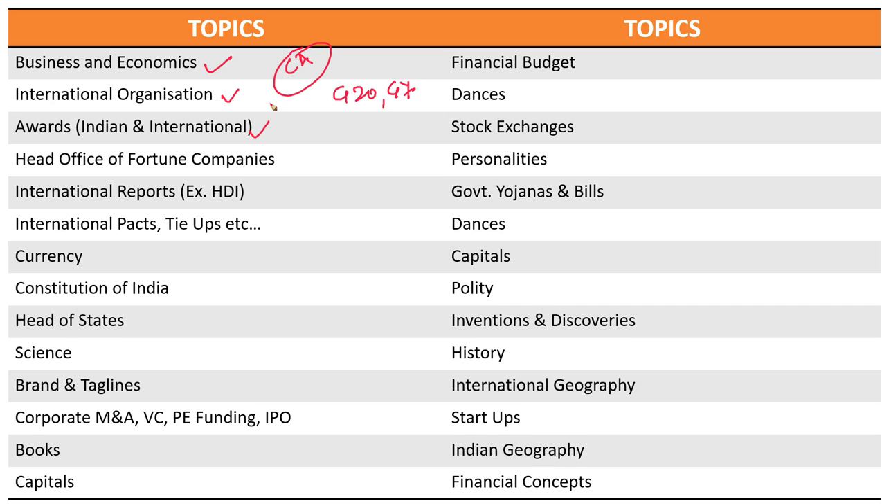Then comes head office of Fortune companies. Now when I say head office of Fortune companies, it means there are a lot of companies, like the Fortune 500 companies. So are you supposed to do every company? No, it's not. There are so many companies, you're not supposed to do everything. What you need to understand, when you talk about current affairs, is that you only need to understand, in the last 2 years, which companies made great news.